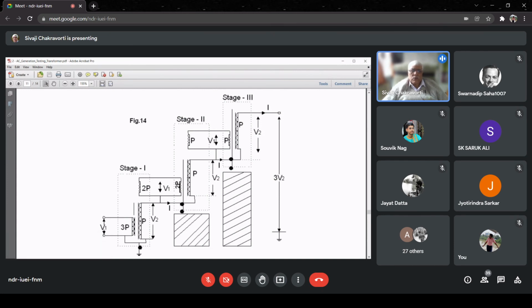So if I calculate my installed capacity, it is 3P plus 2P plus P, that is 6P. Because stage 1 capacity is P. Stage 2, I cannot take P, because if my capacity is P, I cannot work. So I have to take 2P. Stage 1, I have to take 3P. So it is 6P total capacity. But how much am I using? The secondary, if you take, it is 3V2 into I, so it is 3P. So only 50% I am using. So that capacity I am not using fully.